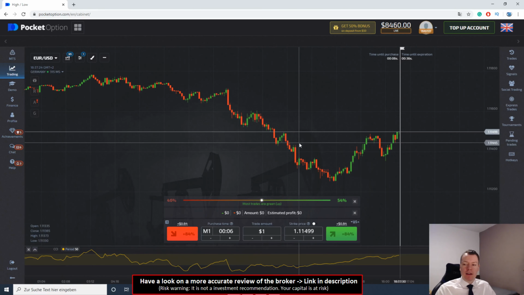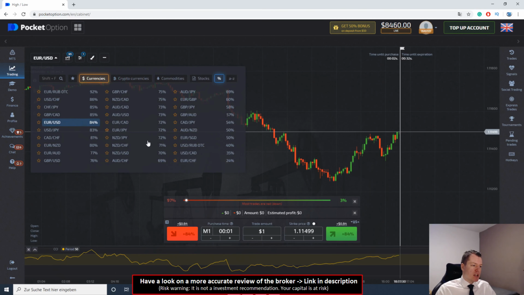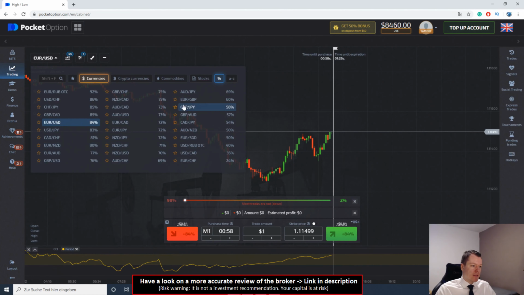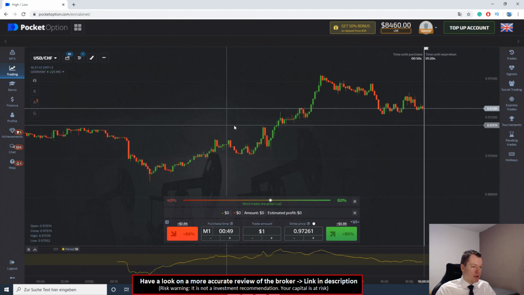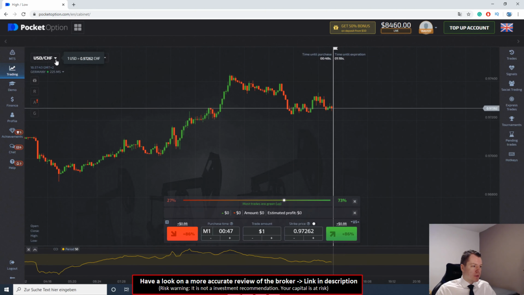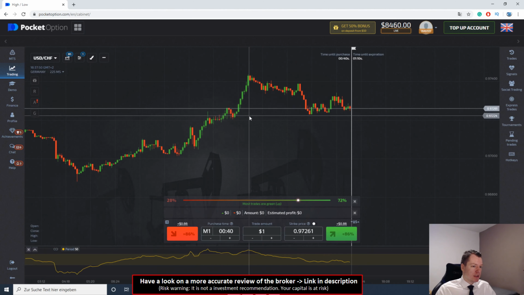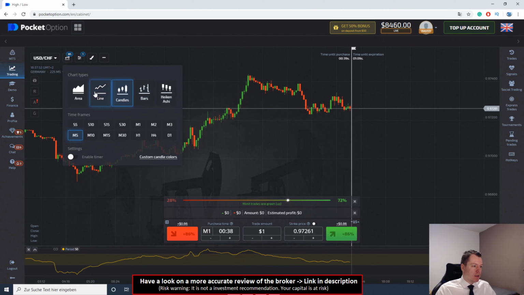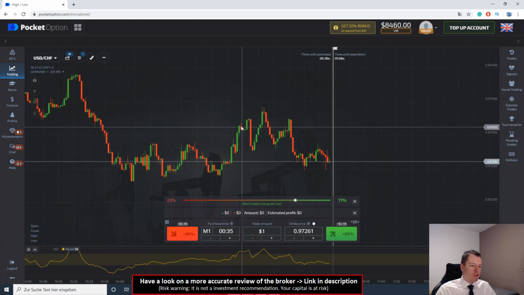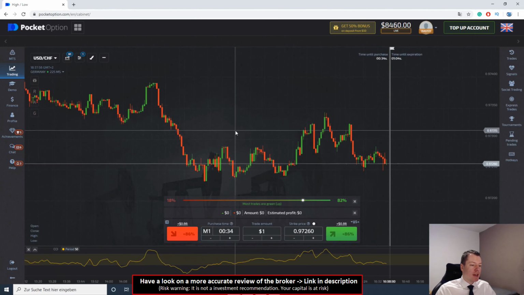So let's find a real-time example on the chart here on the trading platform. At the moment this is not a good example. Let's change it to US dollar and Swiss francs. I don't know how it's called in English. Sorry for that. Let's change it to the 1 minute chart and have a look.